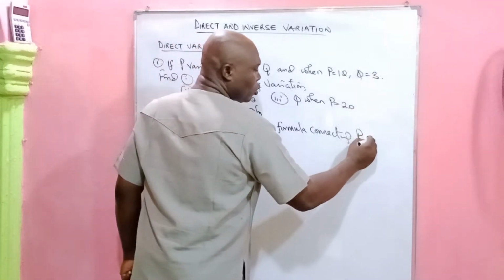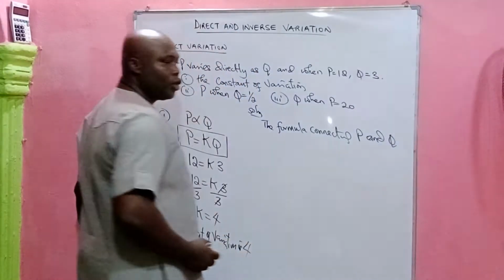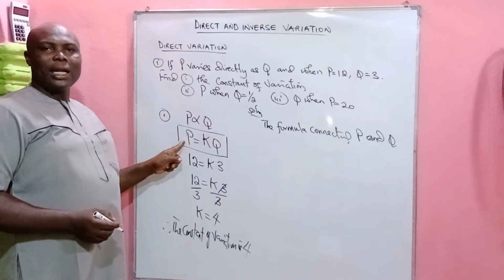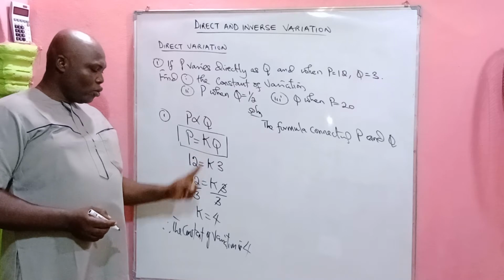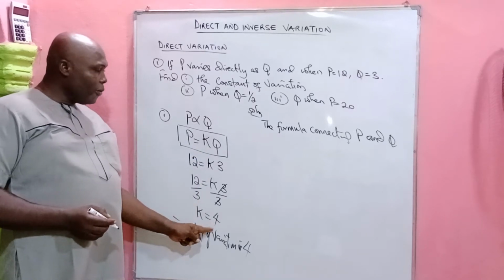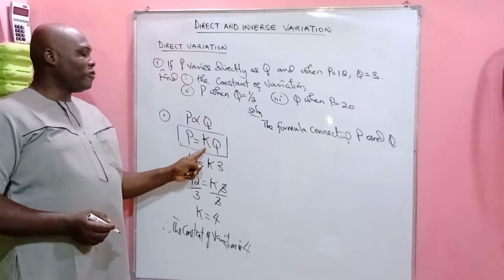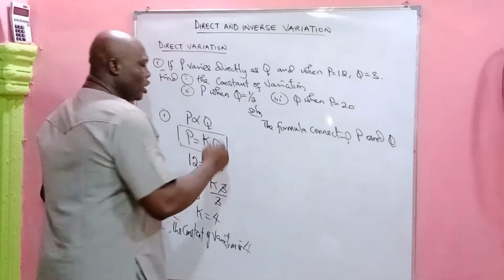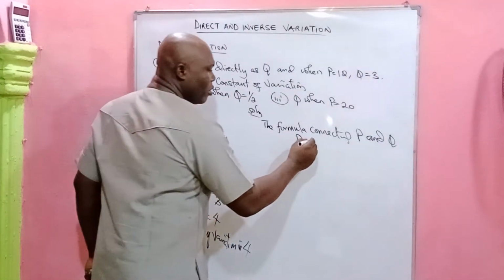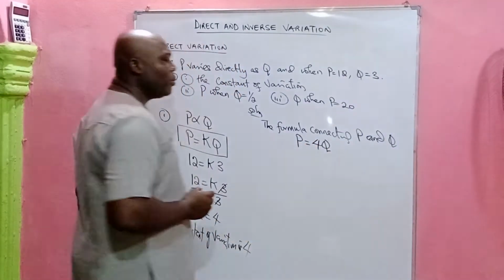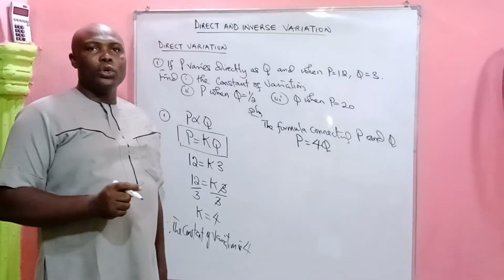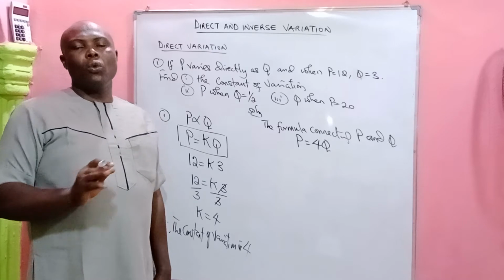So for us to know the formula connecting P and Q, we have to introduce this equation I've marked, and then make K equal to 4, because we have computed K to be 4. So if we substitute 4 in this, we are going to have the formula connecting P and Q. So it means that P now will be equal to, what is our K? K is 4, so 4Q. So this is the formula connecting P and Q. Once you have the formula connecting P and Q, you can solve any other question they ask.